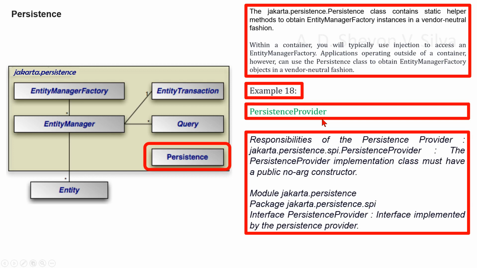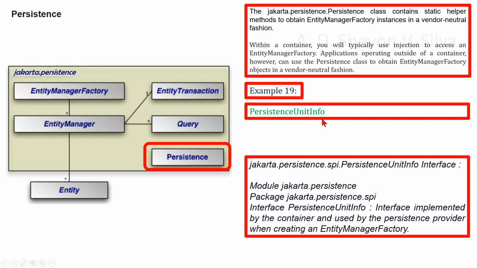You can refer to it. Now we are considering the jakarta.persistence.spi.PersistenceUnitInfo interface. Interface PersistenceUnitInfo in package jakarta.persistence.spi in module jakarta.persistence is implemented by the container and used by the persistence provider when creating an entity manager factory.